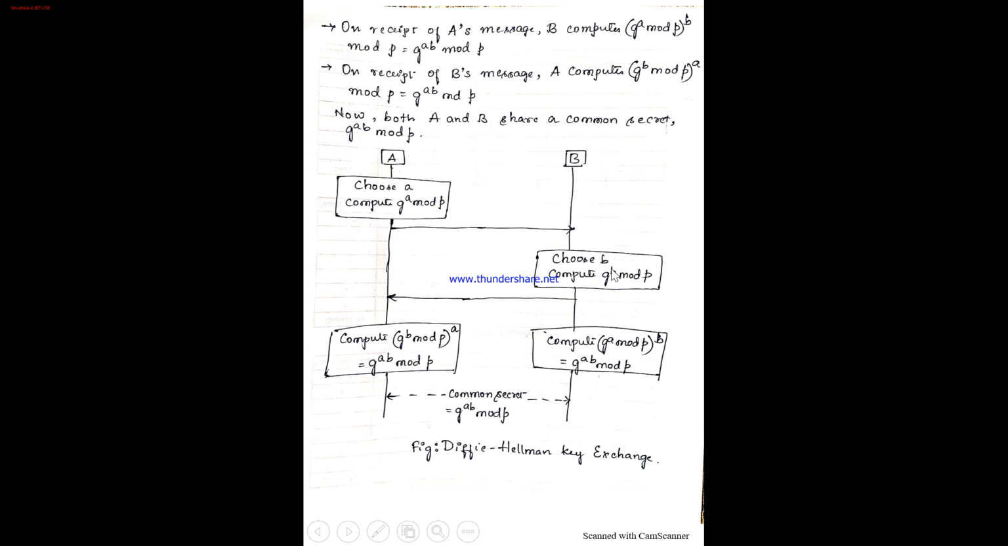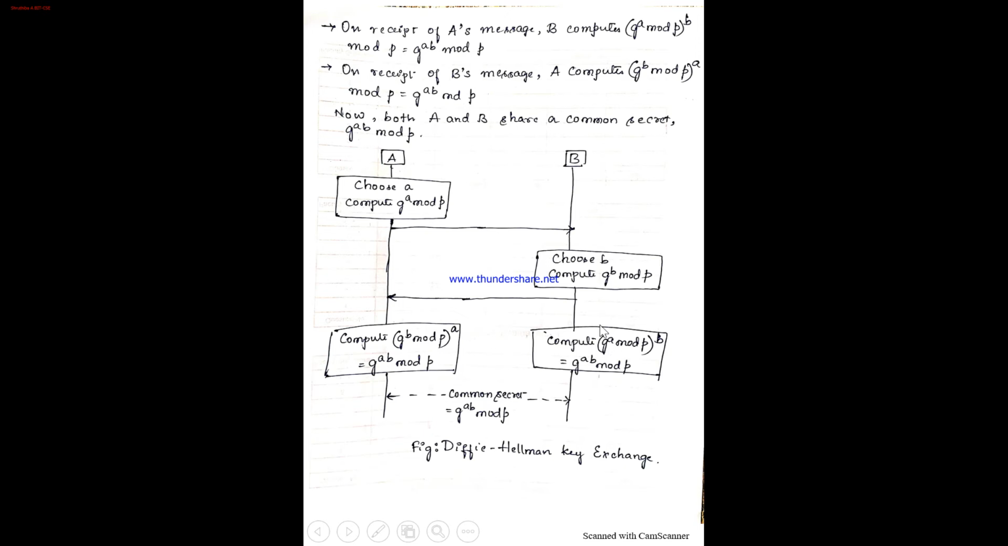So the receiver will do what? He'll choose b. Even this b is in the range from 1 to p minus 1. And he'll compute g to the power of b mod p, and he'll send this to the sender. So what the sender does is g to the power of b mod p, whole raised to a. That is nothing but g to the power of ab mod p.